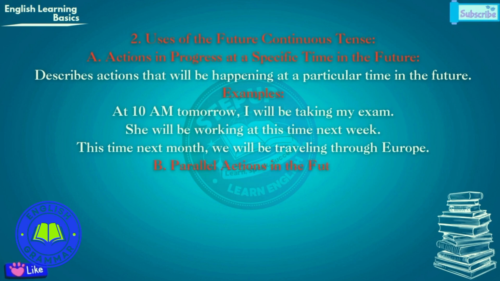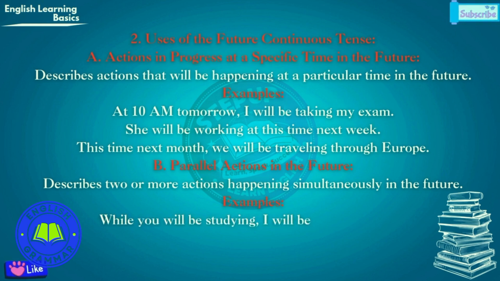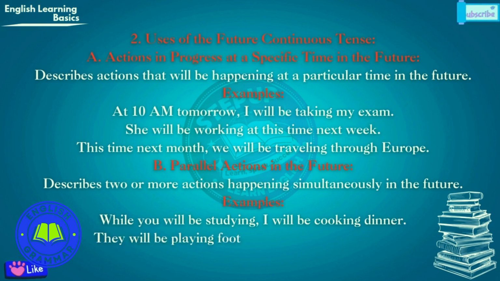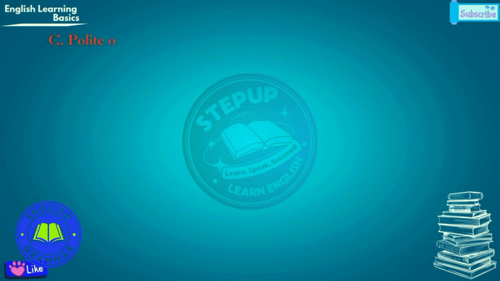B. Parallel actions in the future. Describes two or more actions happening simultaneously in the future. Examples. While you will be studying, I will be cooking dinner. They will be playing football while we will be reading.